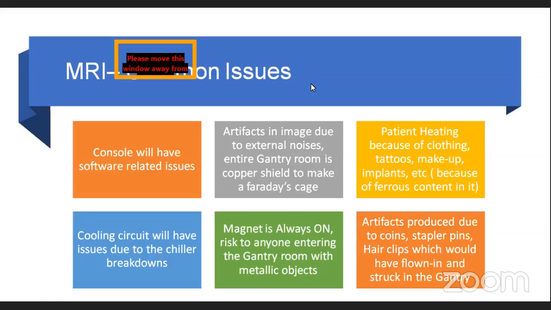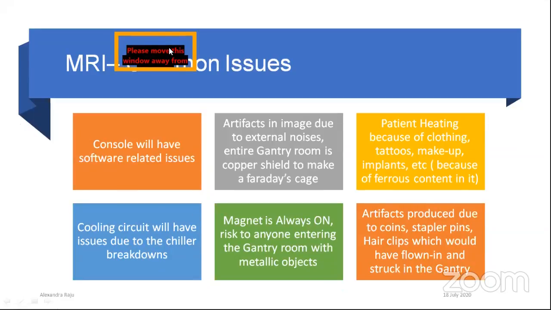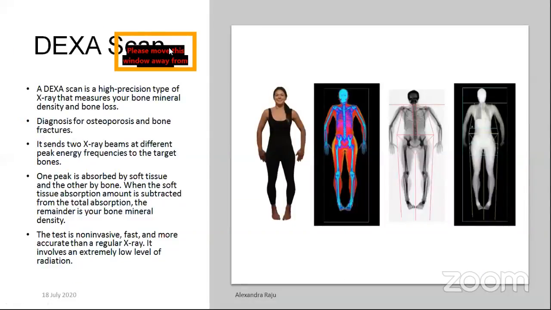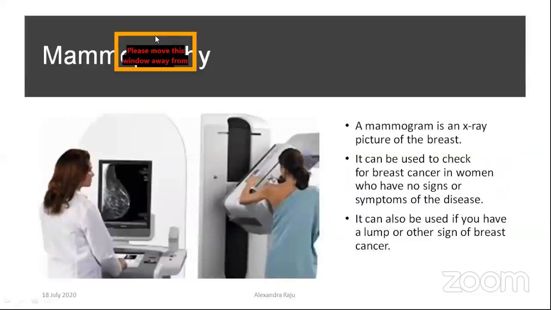So let's move on to the next slide. This is the DEXA scan. The next type of imaging modality, mainly for calculating the bone mineral density of a patient, is the DEXA scan. It also uses X-ray. It measures the bone mineral density and the bone loss.